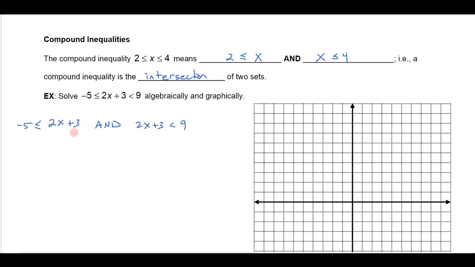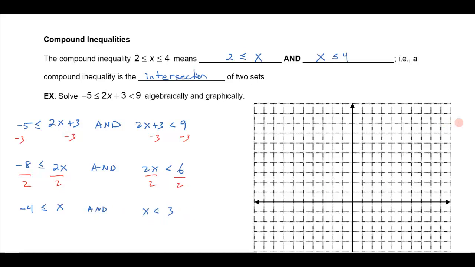So I'd go ahead and subtract 3 from both sides of both inequalities, and that would give me negative 8 over here is less than or equal to 2x, and again at the same time 2x is going to be less than 6. And then when I solve this one, I have to divide both sides by 2, and when I solve this one, I'd again divide both sides by 2. So I get here that x is greater than or equal to negative 4, and at the same time x has to be less than 3.